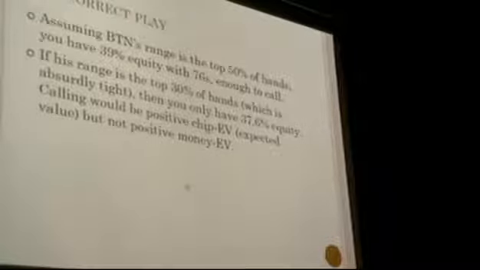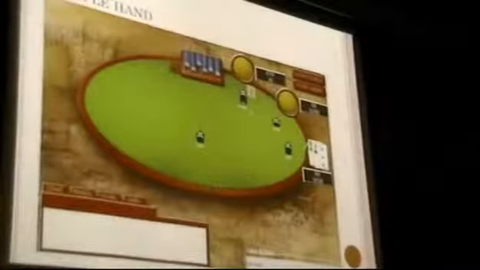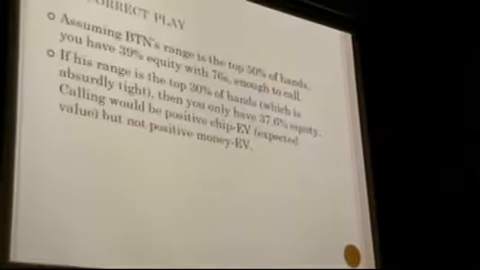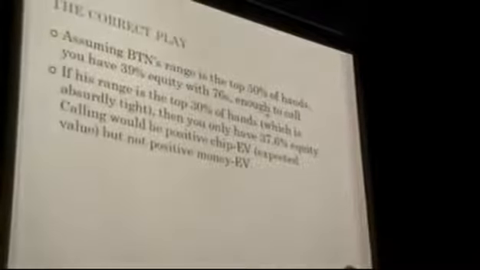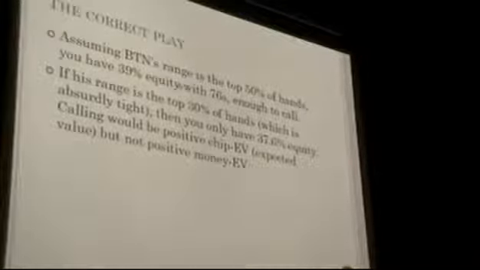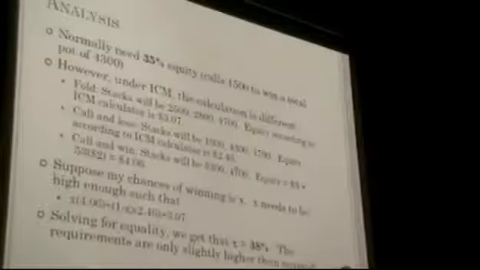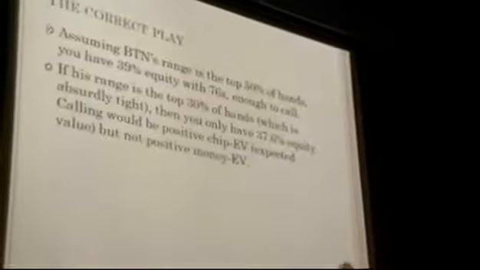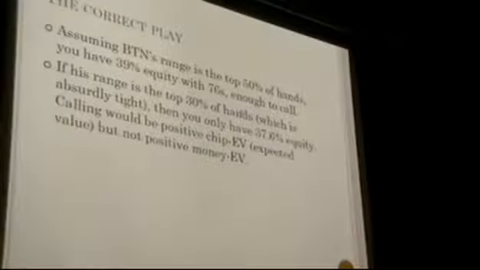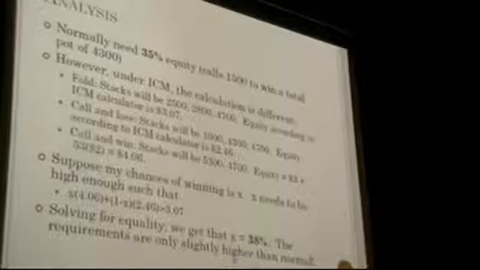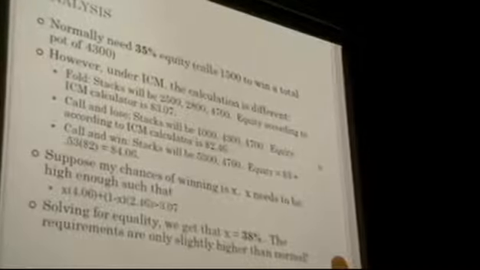Okay, right, so let's assume that the button is going along with 50% of hands. Then even with 7-6 suited, a hand that's only 7 high, this has 39% equity, and it would be enough to call. And with King 3 offsuit, it would definitely be enough to call. And if his range is only the top 30% of hands, which is absurdly tight, then you only have 37.6 equity. So remember the numbers. We needed 38% equity for the play to be plus money expectation, and we needed 35% equity for the play to be plus chip expectation.